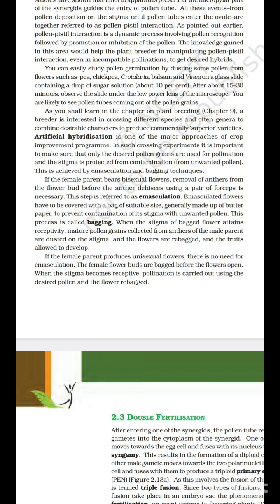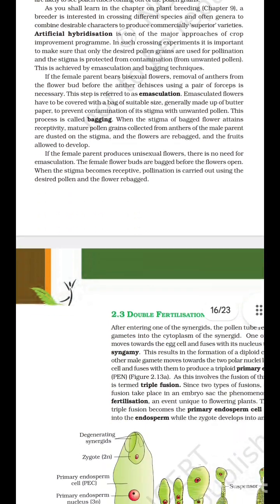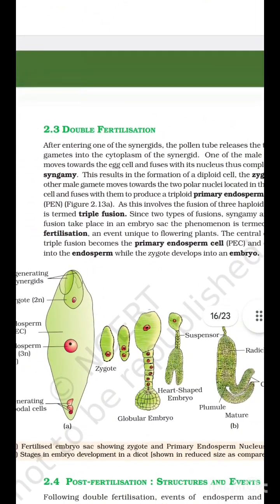If the female parent produces unisexual flowers, there is no need for emasculation, and the female floral buds are bagged before the flowers open. When the stigma becomes receptive, pollination is carried out using the desired pollen and the flowers are rebagged. Then double fertilization.